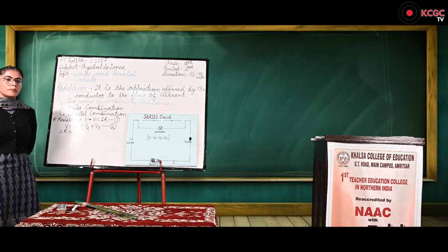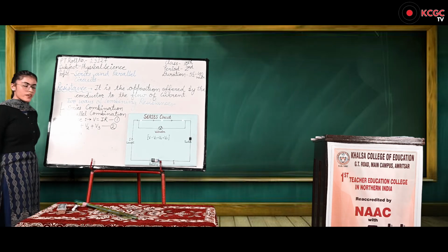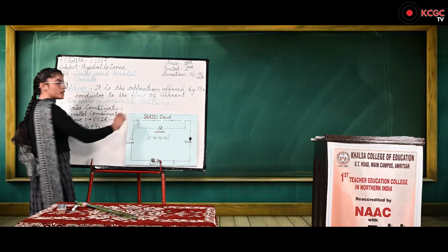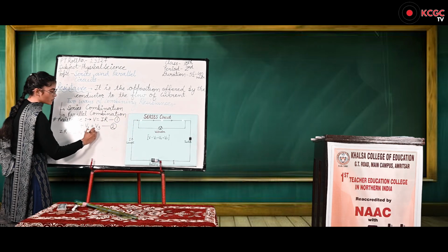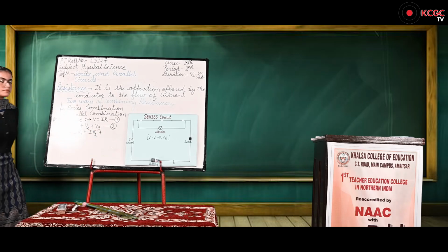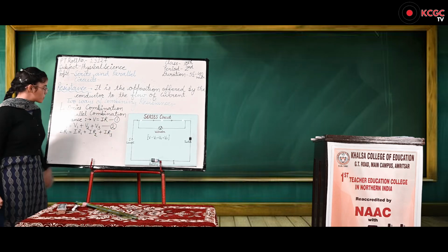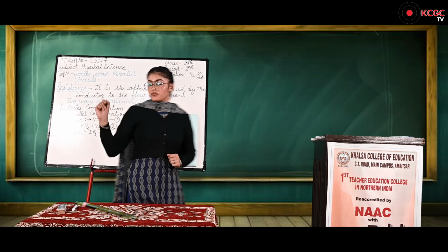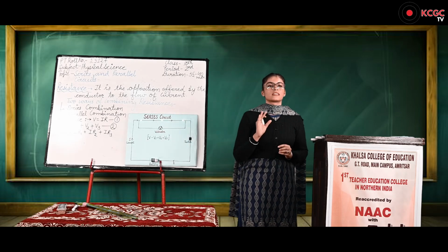So V1 will become IR1 because V1 is going to be offered by the resistance R1. So V2 will become IR2 and V3 will become IR3. Can you tell me why I have not put 1, 2 and 3 over the current here? Because current remains the same.